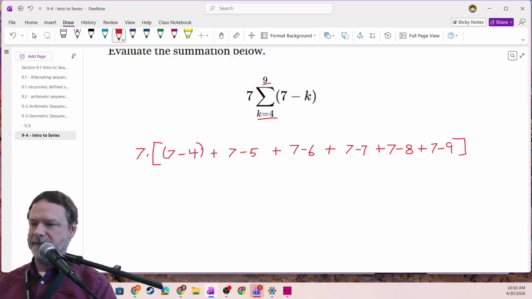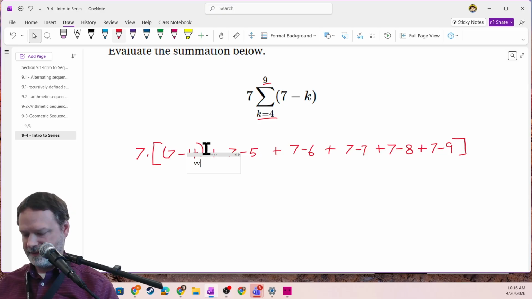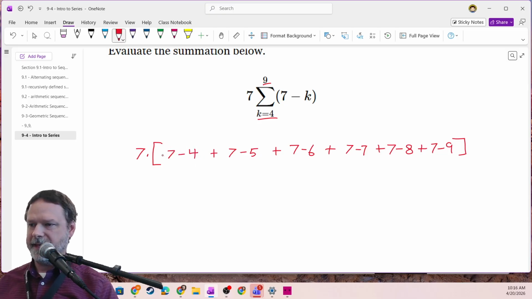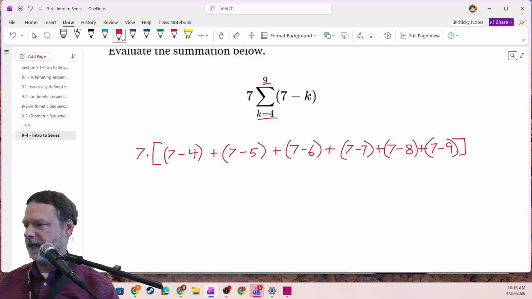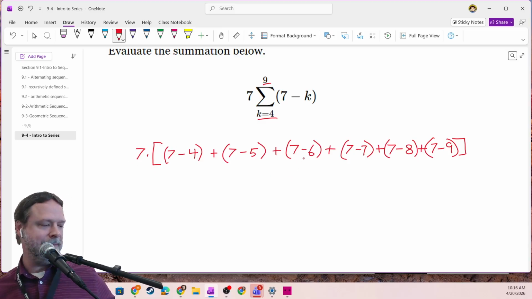This is our 7 minus k where k equals 4, 7 minus k where k equals 5, 7 minus k where k equals 6, 7 minus k where k equals 7, and so on until k equals 9. And we add them up. That's literally what this means to do. Once we have this expression, the 7 out front just means whatever we get for this addition, multiply it by 7. Once we get that, we're done. And that's all it means.